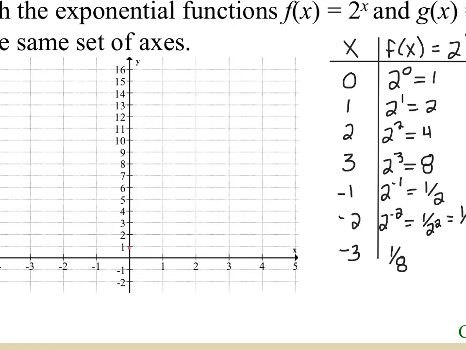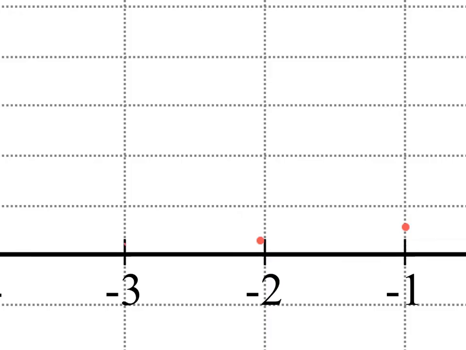We have the point 0, 1, 1, 2, 2, 4, 3, 8. Then we also have these fractional pairs, negative 1, 1/2. And we start to get to a point where it's really hard to graph these, negative 2, 1/4, and then negative 3, 1/8. If I zoom in really close, I can get pretty accurate, but otherwise, I'm just sort of guessing where these points go.